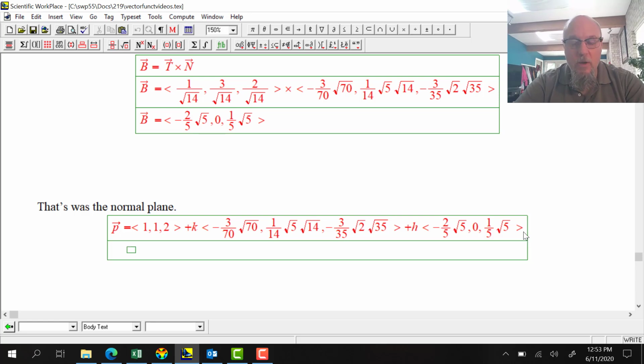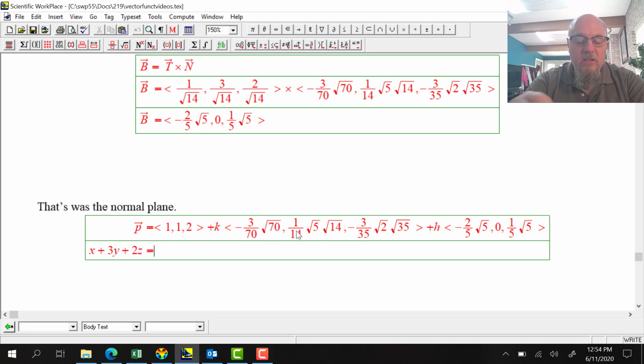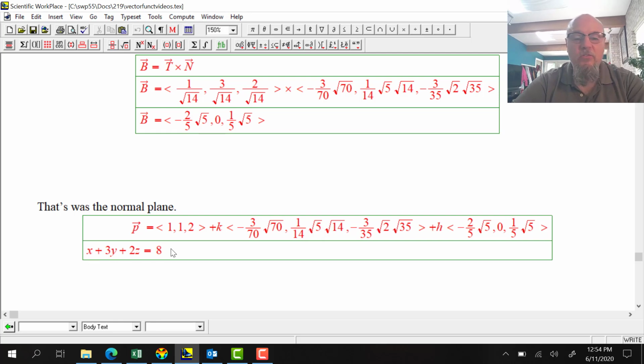If I wanted the scalar equation of that plane, I need the vector that's perpendicular to the plane, which is t. Or any vector that's parallel to t. I don't want those root 14s. So the tangent vector, the t, I can just take the vector 1, 3, 2. So that'll be 1 times x plus 3 times y plus 2 times z is equal to, now I just need to know the value. I know that the point 1, 1, 2 is on there, so I plug 1, 1, 2 in, and that's going to be 1 plus 3 plus 4, 8. So there's the scalar equation. Vector equation of the normal plane, scalar equation of the normal plane.